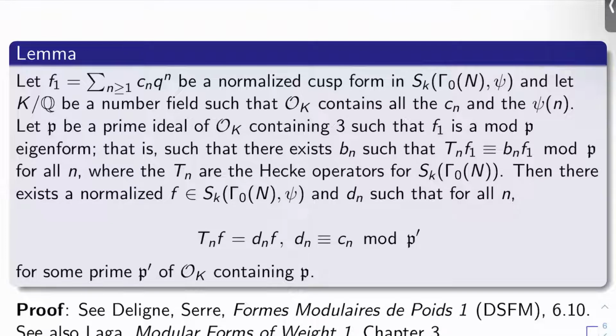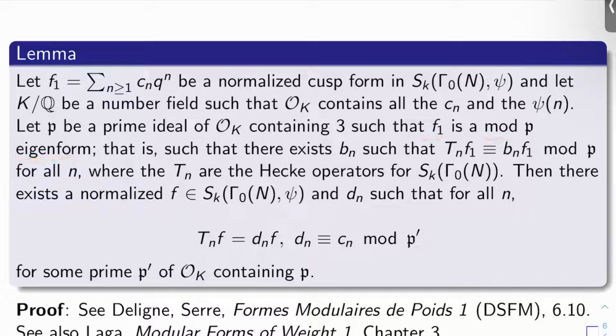It's the lemma we'll need. It says, let F1 be a normalized cusp form in S_K(Γ0(N), ψ) for some N and ψ with Fourier coefficients C_n. Let K over Q be a number field such that the ring of integers O_K contains all of the C_n and all the ψ(n)'s as usual. Let frak P be a prime ideal of O_K containing 3 such that F1 is a mod frak P eigenform.